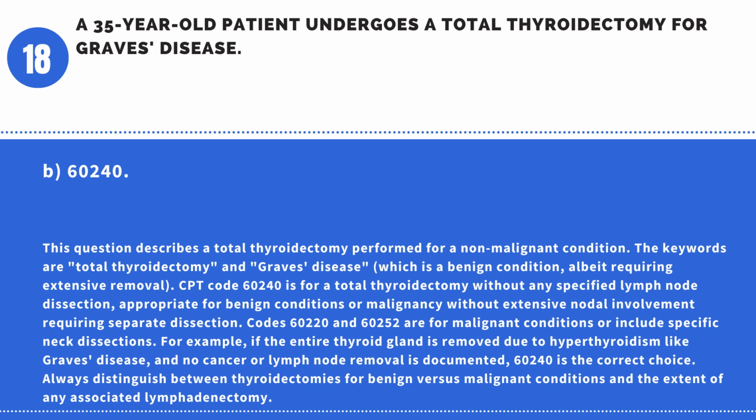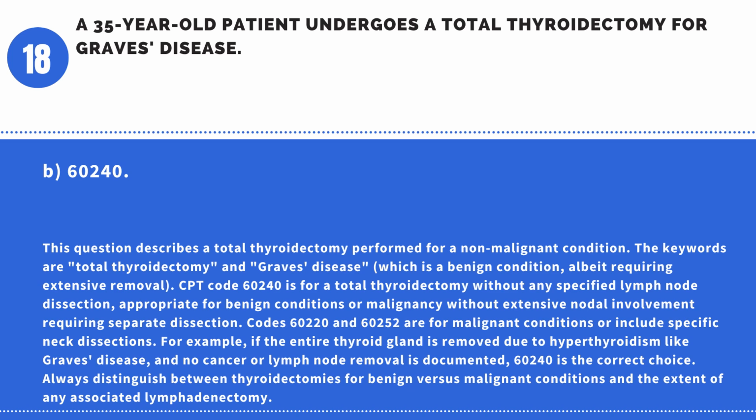60,240. This question describes a total thyroidectomy performed for a non-malignant condition. The keywords are total thyroidectomy and Graves' disease, which is a benign condition, albeit requiring extensive removal. CPT code 60240 is for a total thyroidectomy without any specified lymph node dissection, appropriate for benign conditions or malignancy without extensive nodal involvement requiring separate dissection.